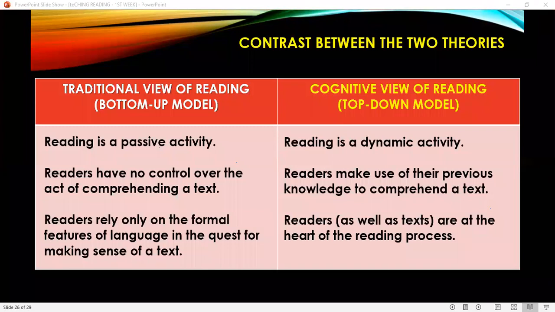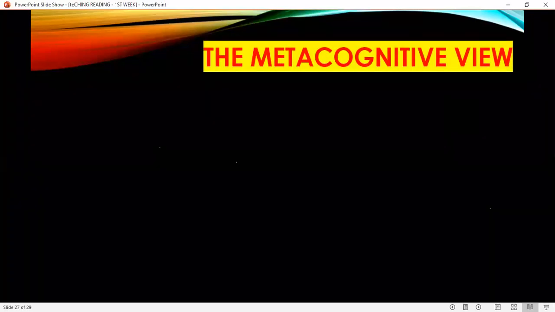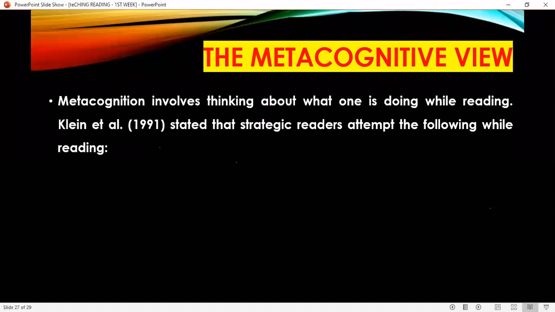Metacognitive. Excellent. Now we are going to talk about the metacognitive. What is the metacognitive view? Notice here, metacognition involves thinking about what one is doing while reading. Notice, thinking about what one is doing while reading. This is said by Klein et al., 1991, who state that strategic readers attempt the following while reading. What do the metacognitive readers do while they are reading?